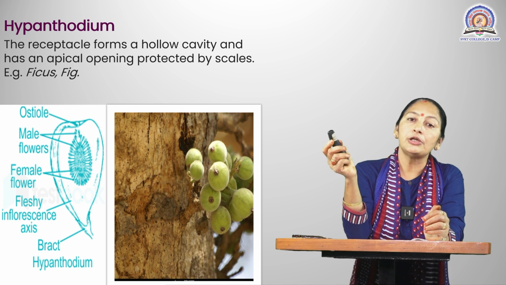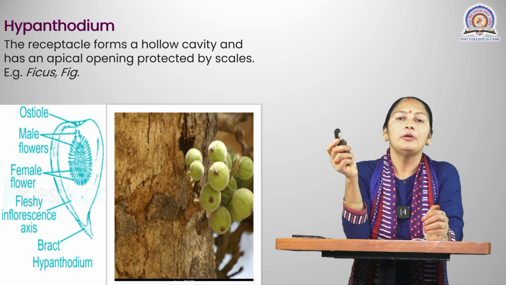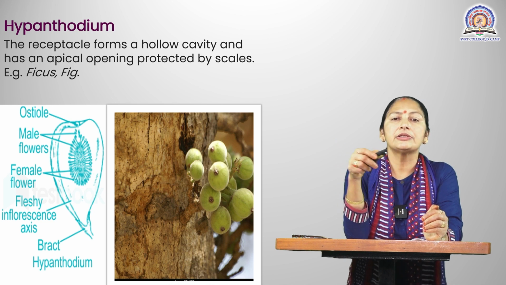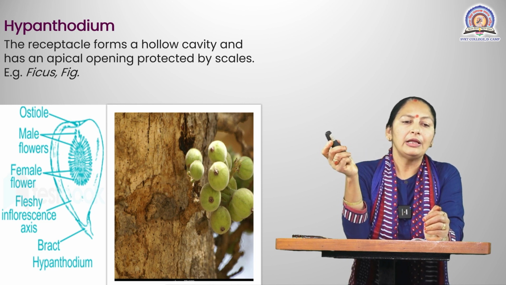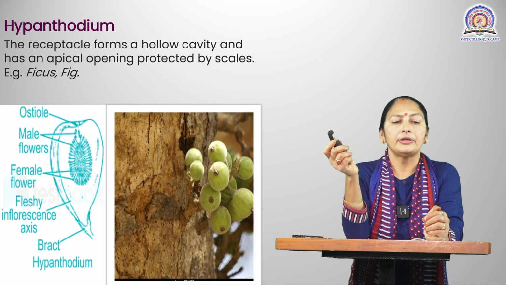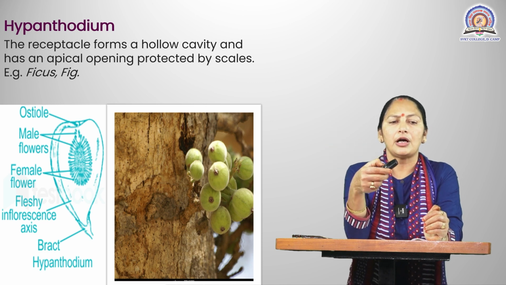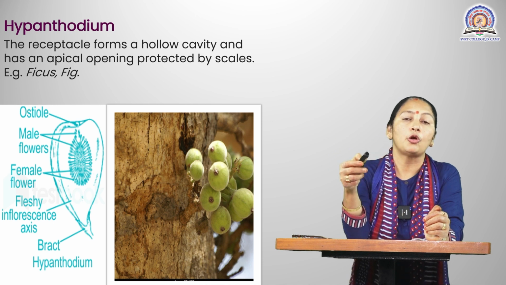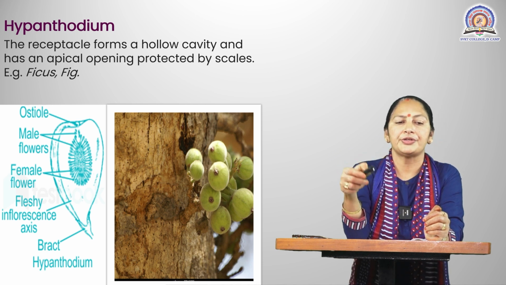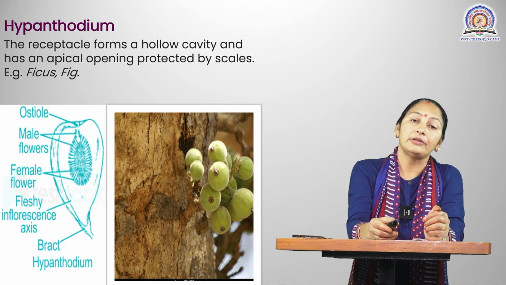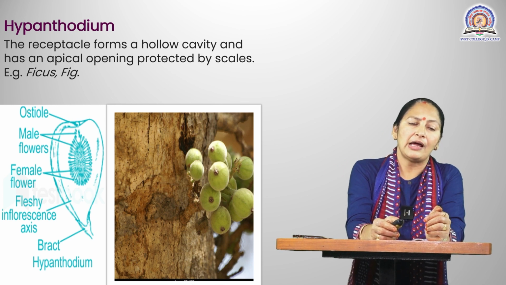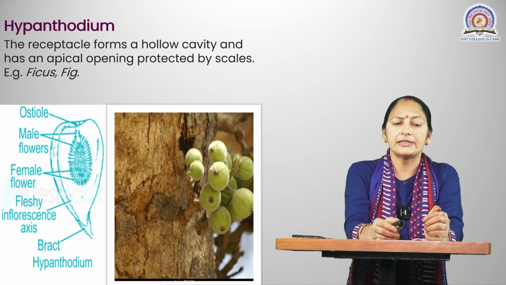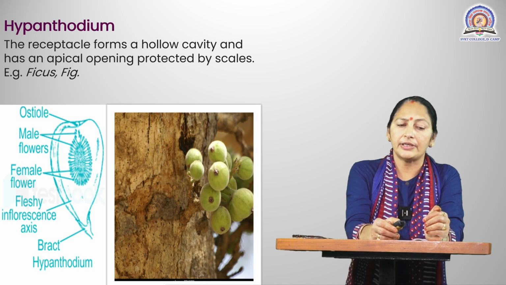It is known as the ostiole. It is the opening for the cavity, and this opening is known as the ostiole. Then, on the apical side, near the ostiole, the male flowers are arranged. On the middle side, the gall or sterile flowers are arranged, and on the basal side, the female flowers are arranged in a hypanthodium type of inflorescence, and this is the basal bract.